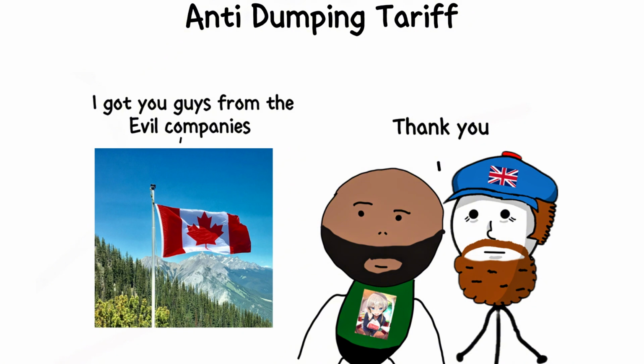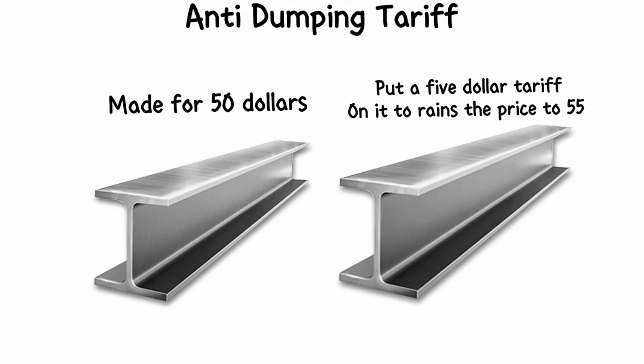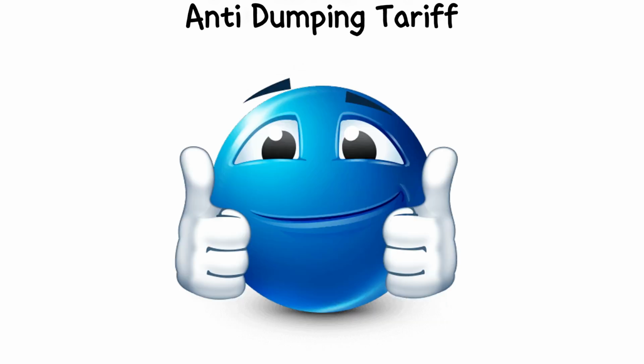Anti-dumping tariff. An anti-dumping tariff is imposed to protect domestic industries from foreign companies dumping products in the market at unfairly low prices. For example, if a foreign company exports steel to your country at a price below its cost of production, an anti-dumping tariff would be placed on that product to raise the price and prevent the market from being flooded with cheap imports. This type of tariff prevents unfair trade practices and helps maintain a healthy competition in the market.